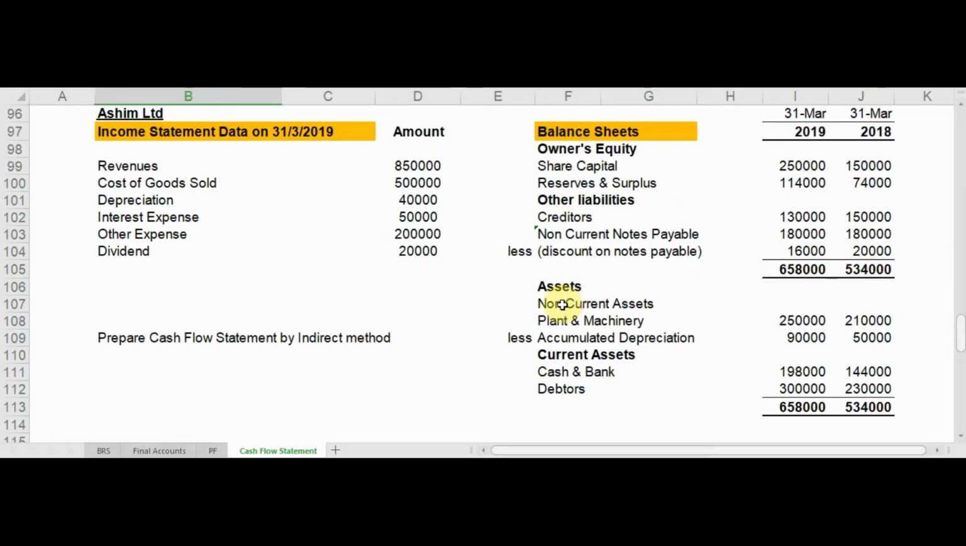On the assets side, non-current assets, that is fixed assets, plant and machinery 2,50,000 and 2,10,000, less accumulated depreciation 90,000 and 50,000. So accumulated depreciation has increased by 40,000. Current assets, cash and bank 1,98,000 and 1,44,000. Debtors 3 lakh and 2,30,000. Total 6,58,000 and 5,34,000.